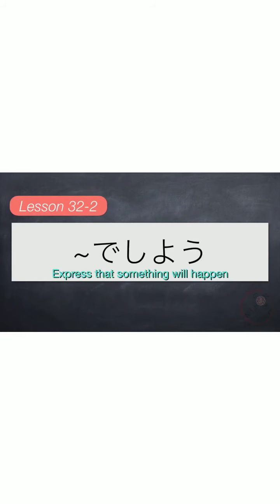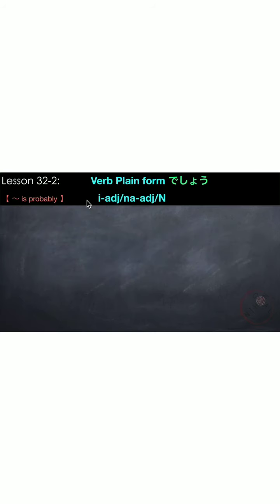Next pattern is 何々でしょう, which is used to express that something will happen. You use this pattern when you forecast that something will probably happen or you imagine that in the future something will happen. You will often hear this when you watch news reports about the weather. So they are giving predictions about the weather. So you will often hear nani nani desho when they talk.